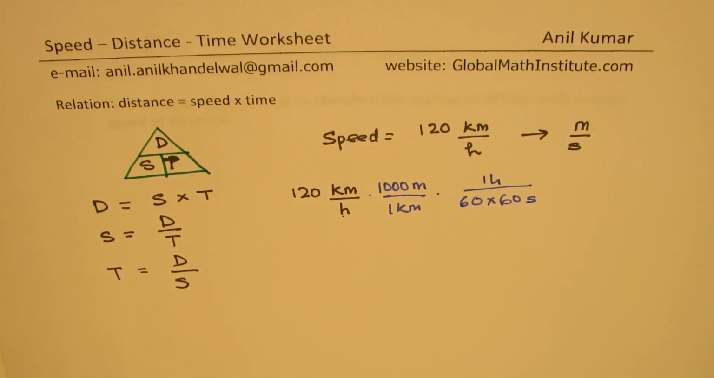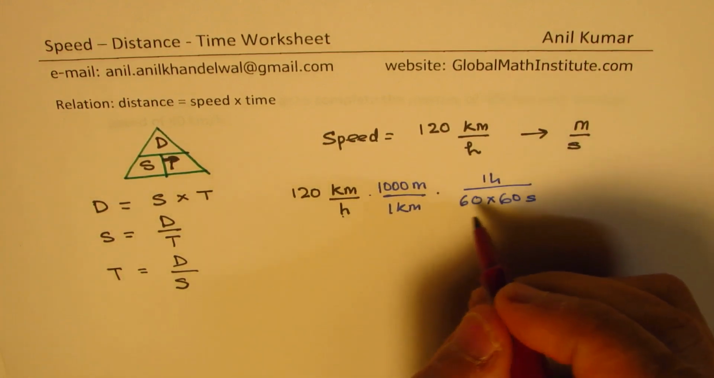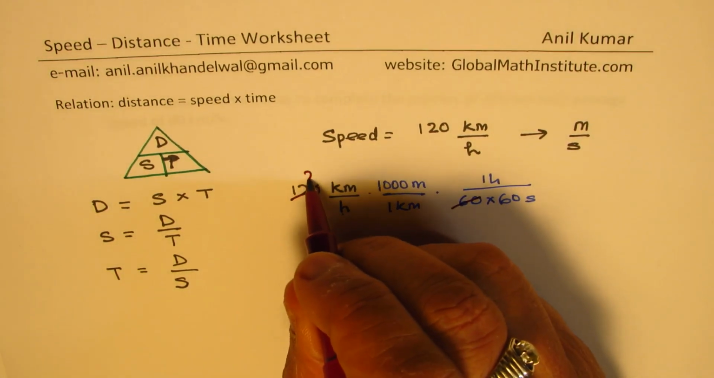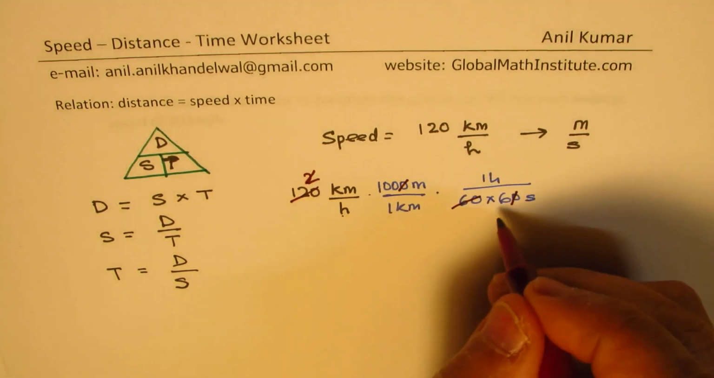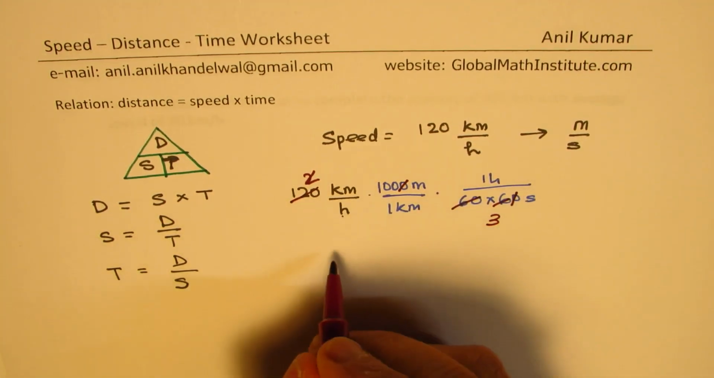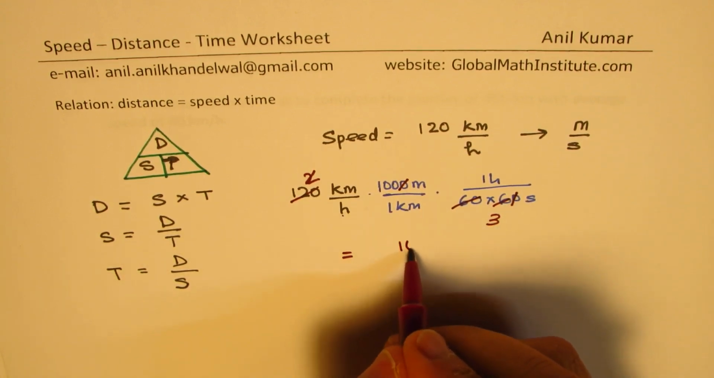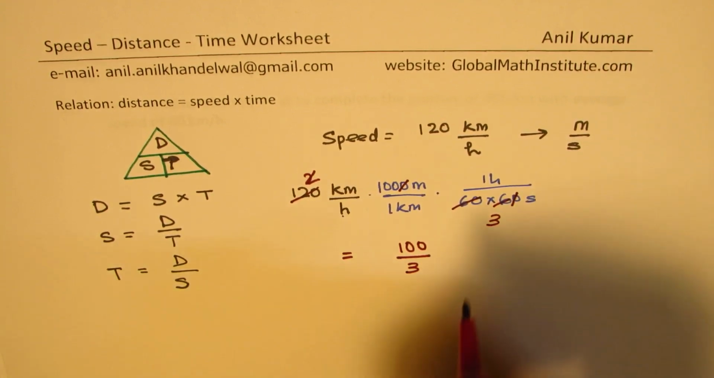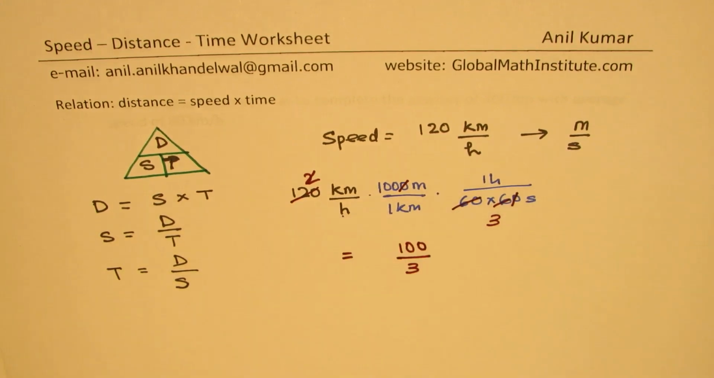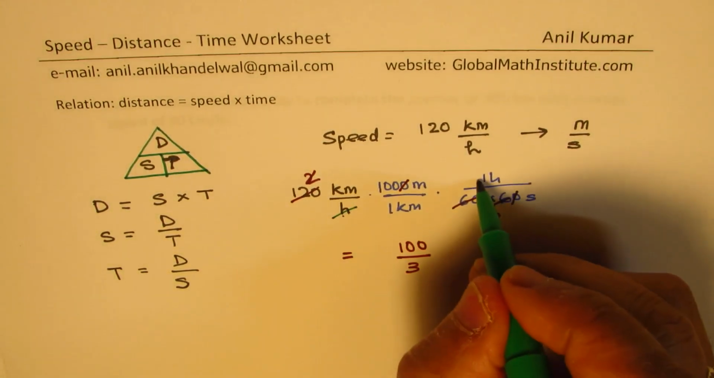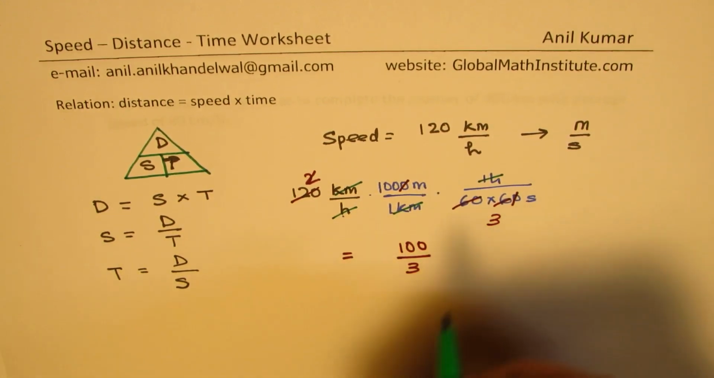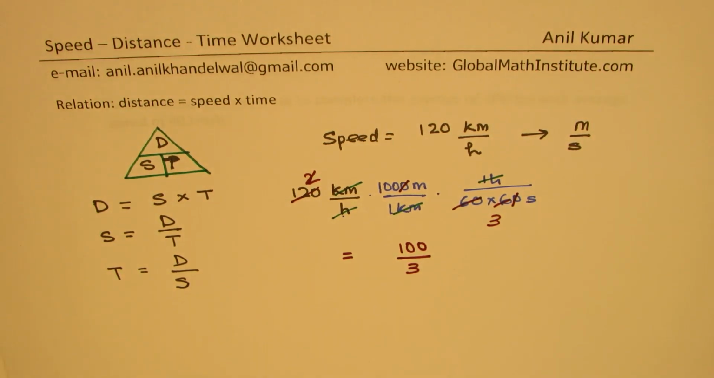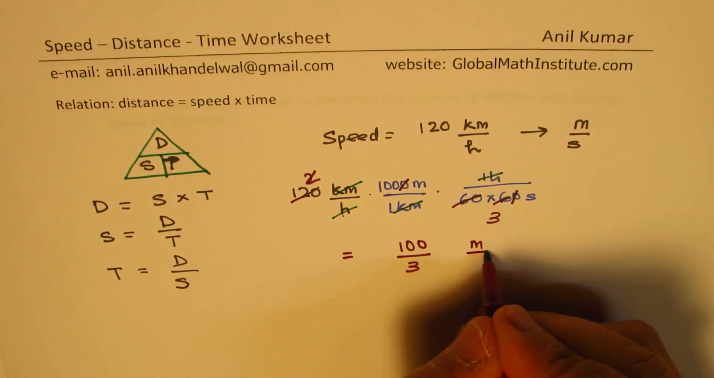So I hope that makes sense. We have taken a very simple example here, mainly to illustrate the process, right? So 60 goes 2 times, and here we can cancel this 0 with 0, 6 with 2, so we get 3. So what we get here is 100 over 3, and as far as the units go, you can see that hours and hours will cancel, and kilometer will cancel with kilometer. You're left with meters per second. Do you see that? So the units will now be meters per second.